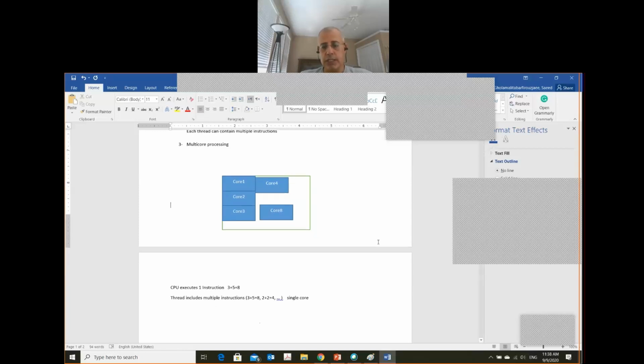So I want you to distinguish the definition and the difference between a core, which is a logical processor, and a physical CPU. Each core can execute multiple threads, and each thread contains multiple instructions. And each core can handle multiple threads. It's not limited to just 2.